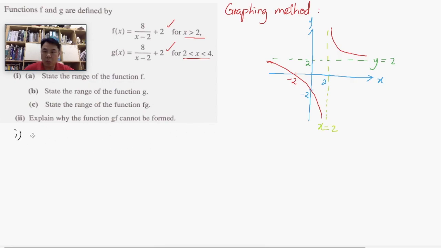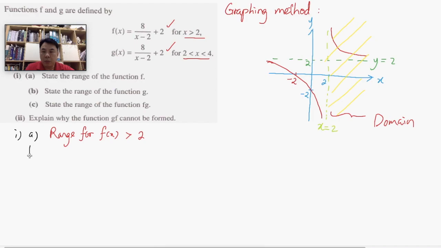So for number 1a, state the range of the function f(x). Because this function only exists for these sections here, we can see that it only exists for this window or this domain here. Let me label that. This is the particular domain. So therefore, it's quite obvious that the range must be greater than 2. So the range for f(x) is greater than 2. Right, now we are done.